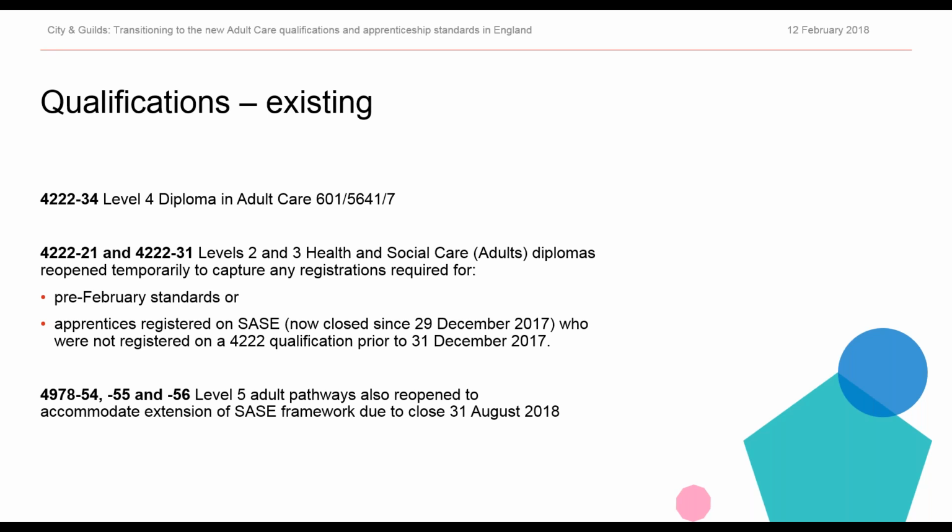We've also reopened the 4978 Leadership and Management in Health and Social Care and Children and Young People settings, and that's to accommodate the extension of the SACE framework, which is now open until the 31st of August. What I would say about this, though, is that having experienced a delay in the level 2 and 3 standards revision, I'm proposing to keep those qualifications open until the revised standards and assessment plans are published on the IFA website, so that we don't have a gap in provision that we've experienced in January.